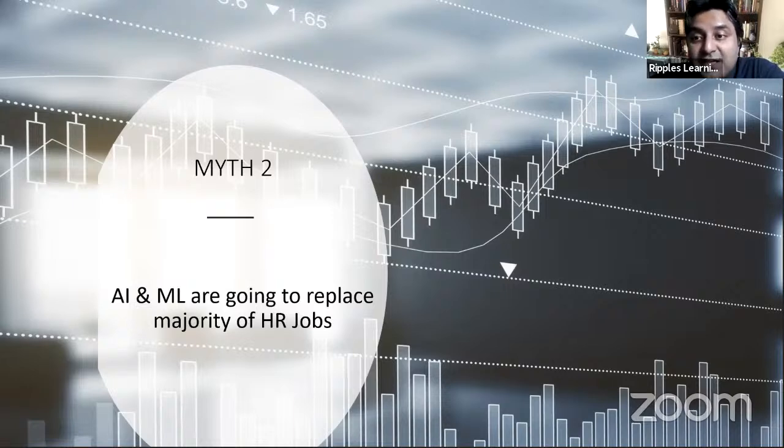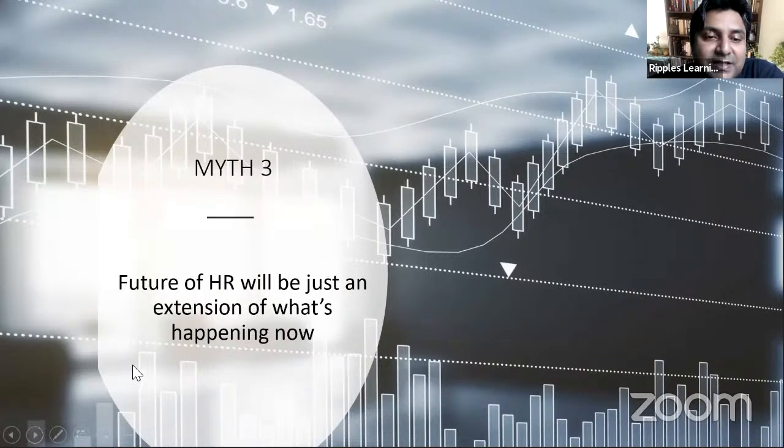Which is very interesting, isn't it? A lot of new exciting stuff coming for HRs, especially for HRs who are constantly upskilling themselves, right? And the third myth is about the future of HR will just be an extension to what's happening now, right?